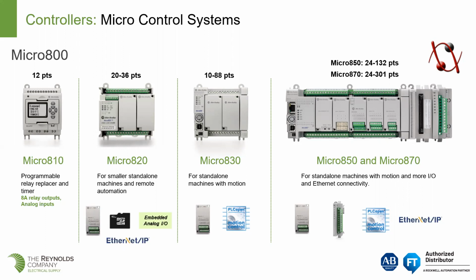And then the Micro 850 and the 870, those are sort of, I would call the sweet spot of the 800 system. They're a little bit larger systems. You can expand them quite a bit with different types of IO and Ethernet IP support as well as motion.